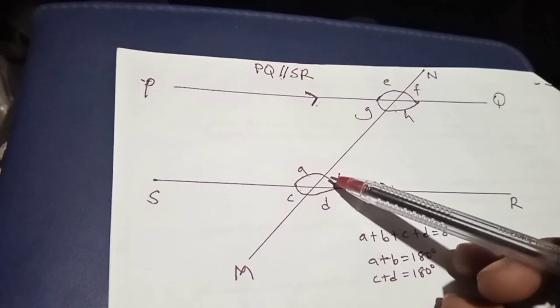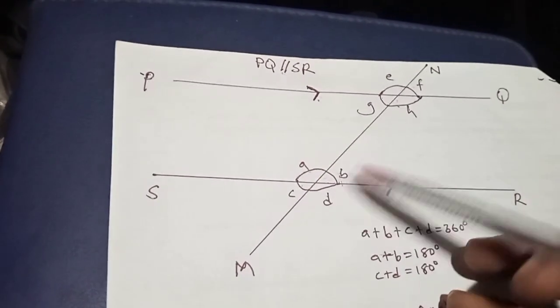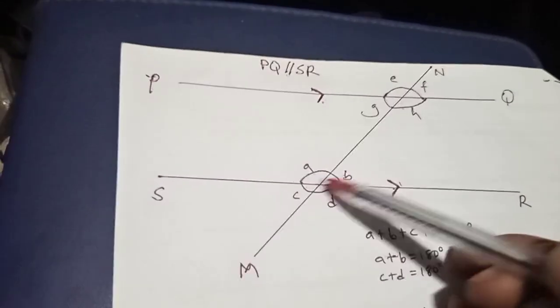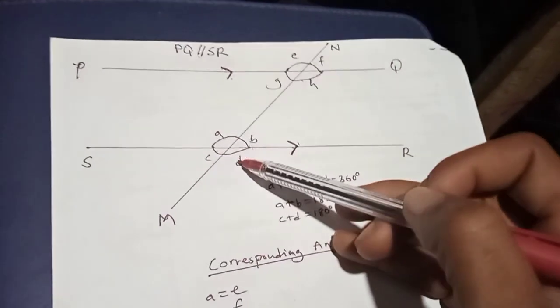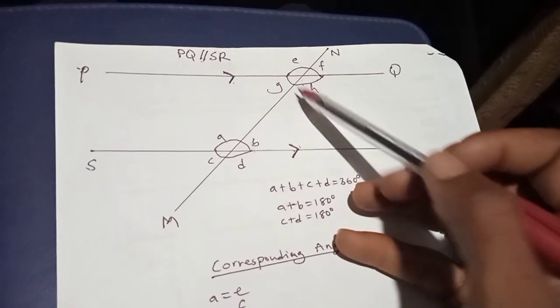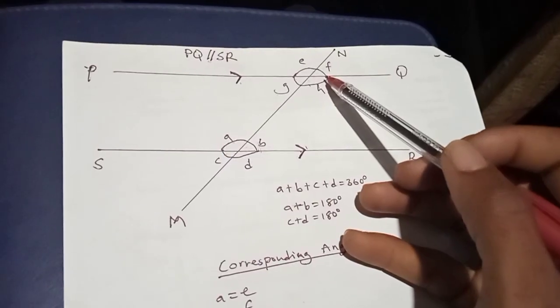Okay, now when you look at this, you can also find angles on a straight line. You can see here, right? There's a straight line. So A plus B will give you 180. Then we have C plus D, which will also give you 180. Then G plus H will give you 180. E plus F will also give you 180.